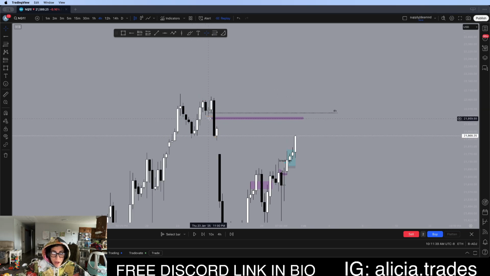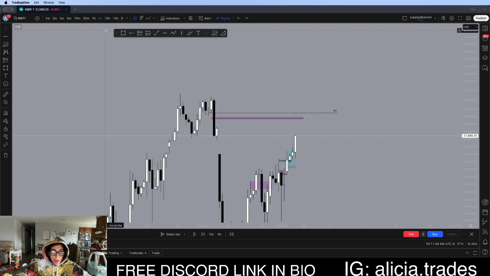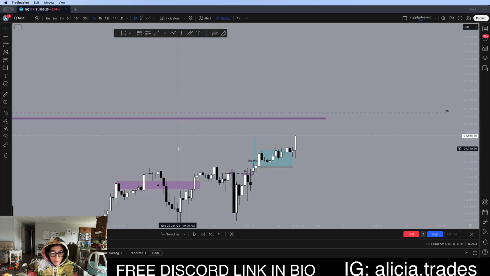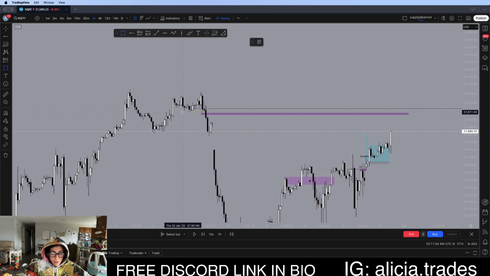The reason why I'm not using this 4 hour is because it's just really big. It's a really big zone. And if you go to the 1 hour, there is a minor zone right there.